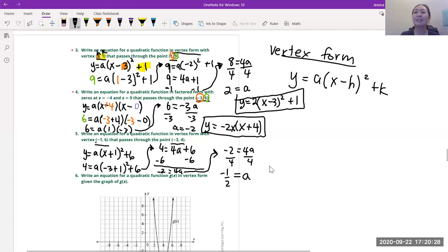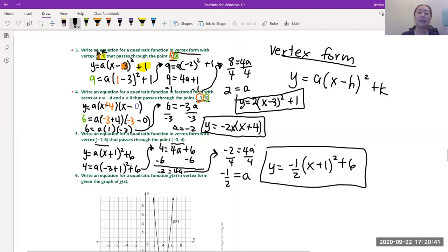We gotta do this. So y is equal to -1/2, that's the a. And remember, this in vertex form is x plus 1 squared plus 6. Boom, just like that. Last one.